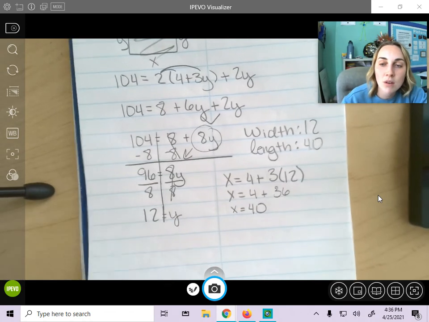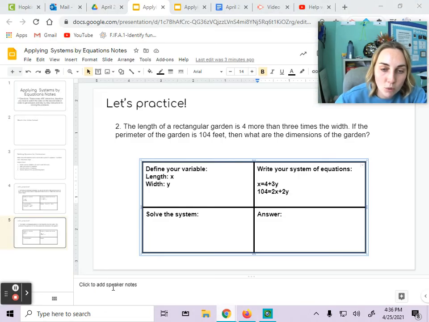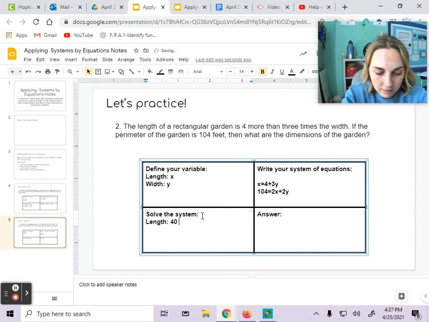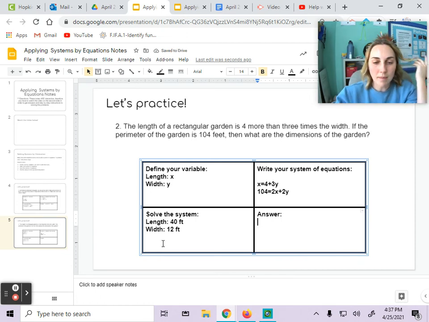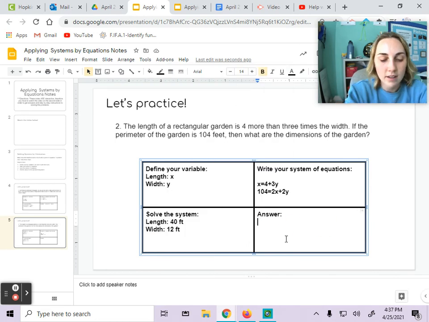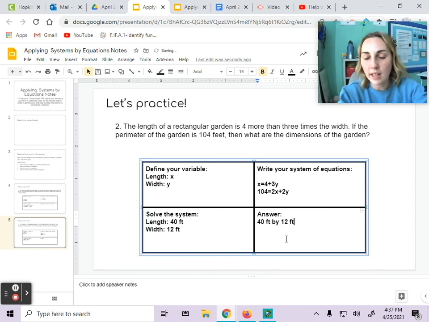All right, so my x value is 40, my y value is 12. So what I'm going to put here is I solved the equation. I said my length I found was 40 feet, and then my width was 12 feet. Nice. So then I need to say the answer is, what are the dimensions of the garden? Again, I already kind of solved that. It is, or I can just say 40 feet by 12 feet. That works. And I solved the problem.